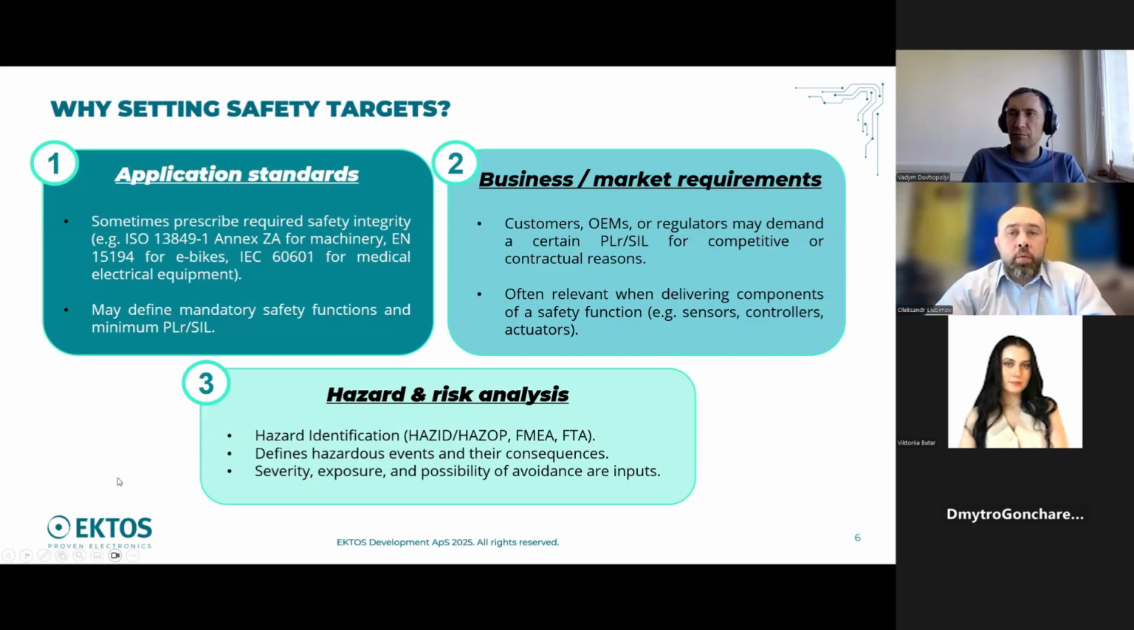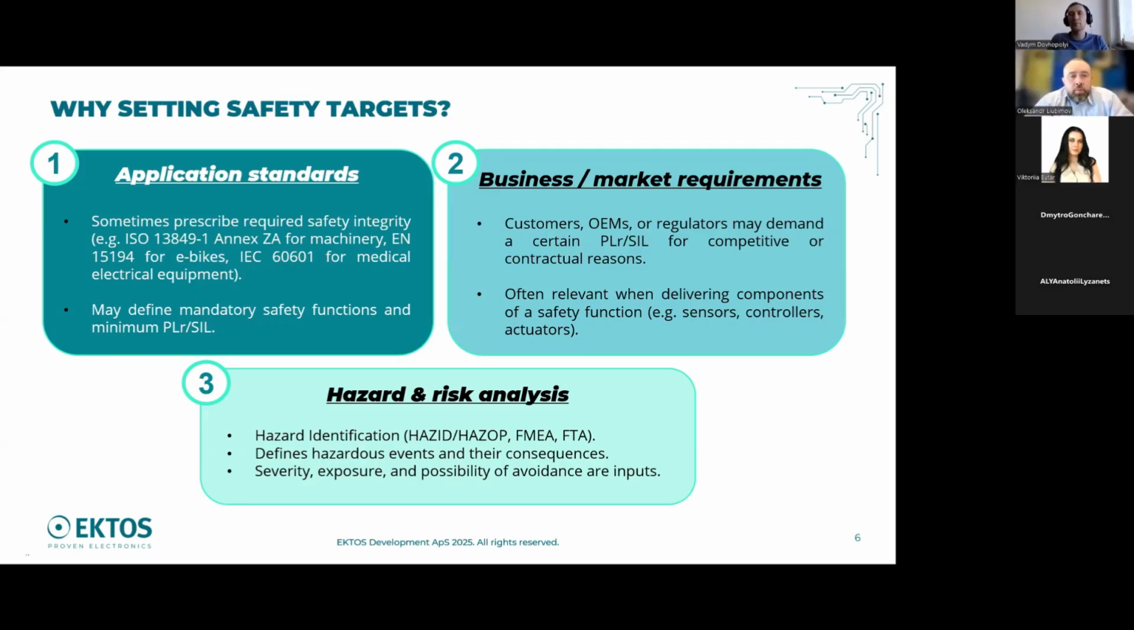And, like I mentioned, we do have some metrics and some requirements in functional safety projects that are called safety targets in terms of quantitative approach. And why do those safety targets exist? First of all, there are some application standards. The application standards normally prescribe the required safety integrity level, and we need to comply with that if we want to claim that we have a specific safety integrity level in place.